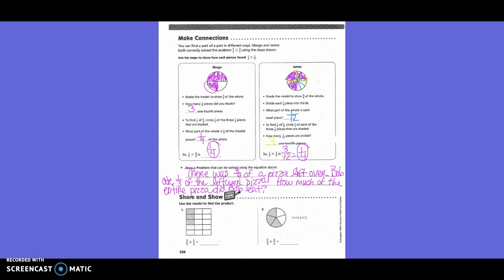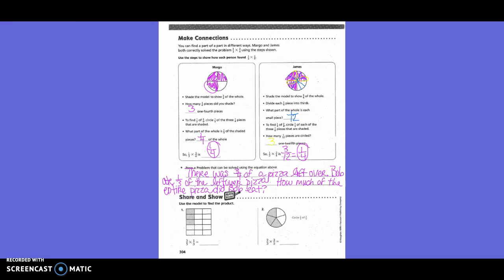Pose a problem that can be solved using the equation above. So basically, we want to use the 1/3 and the 3/4, but we need to come up with a word problem that we could use to go with that. And usually with circle fraction pieces and things like that, we associate pizza or pie. So we came up with: there was 3/4 of a pizza left over. Bob ate 1/3 of the leftover pizza. How much of the entire pizza did Bob eat?